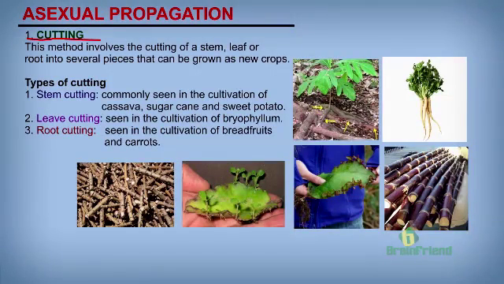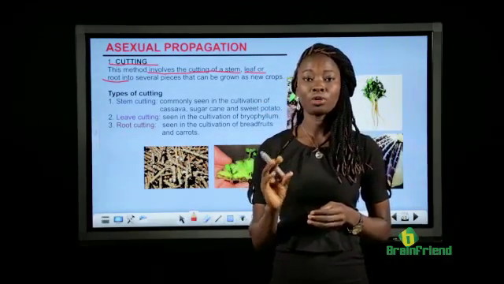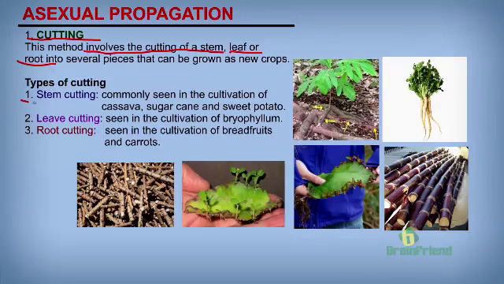Cutting is a method that involves the cutting of a stem, a leaf, or a root into several pieces that can be grown as new crops. There are different types of cutting based on the parts of the crop that is used. We have stem cutting, and stem cutting is commonly seen in the cultivation of crops such as cassava, sugarcane, and sweet potato. The second type of cutting is leaf cutting.